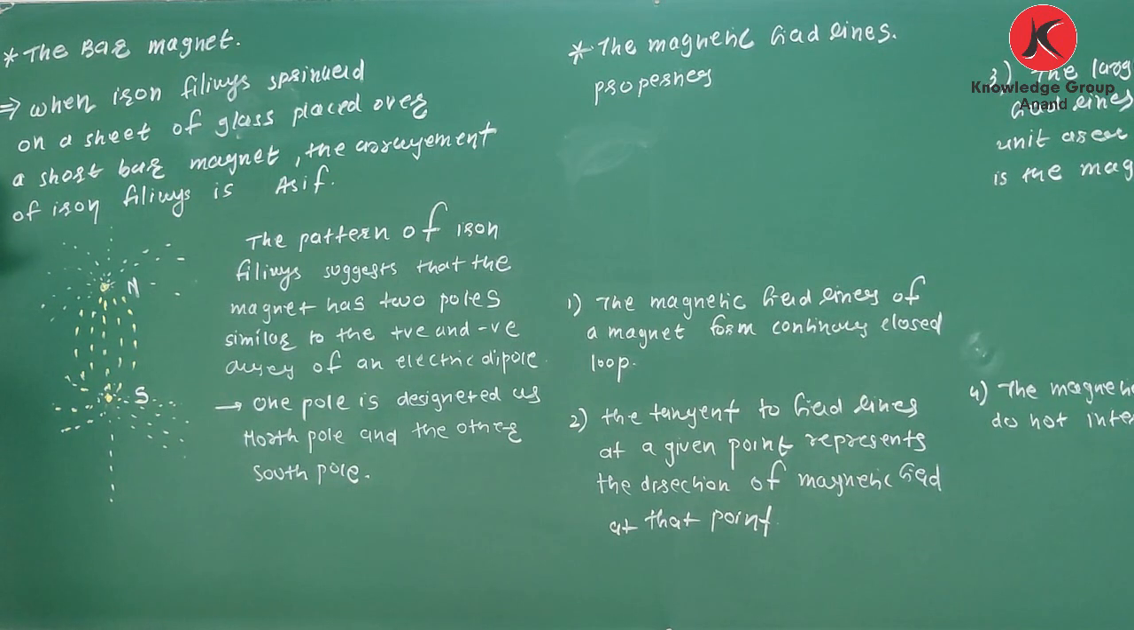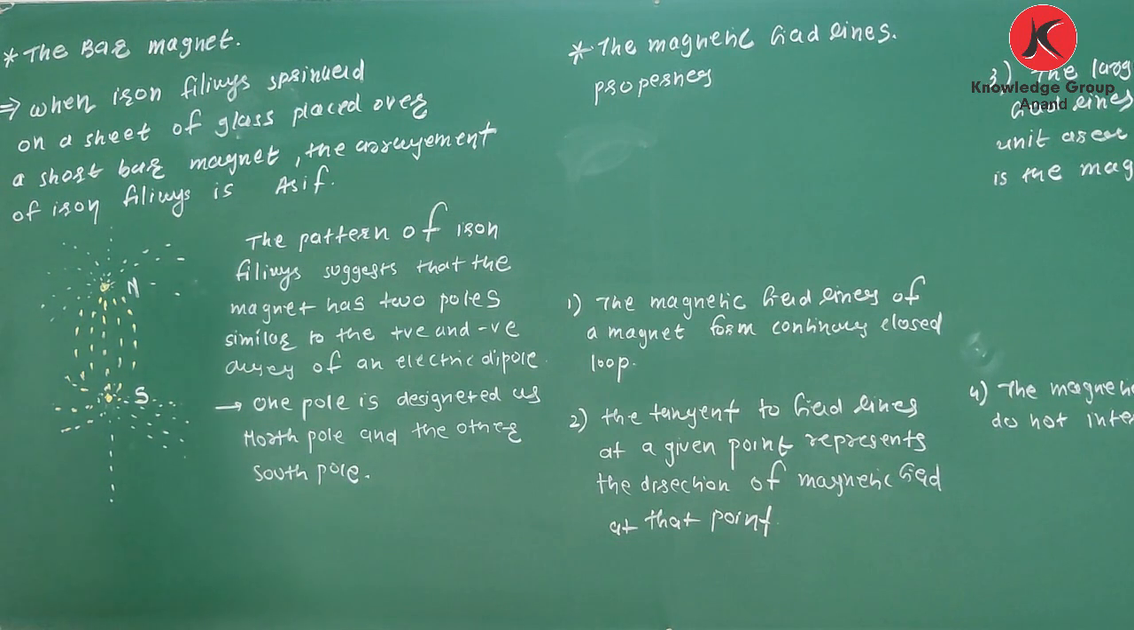When iron filings are sprinkled on a sheet of glass plate over a short bar magnet, the arrangement of the iron filings is as shown in the figure. It has two poles, one north pole and one south pole. Next, this pattern of iron filings suggests magnetic field lines.